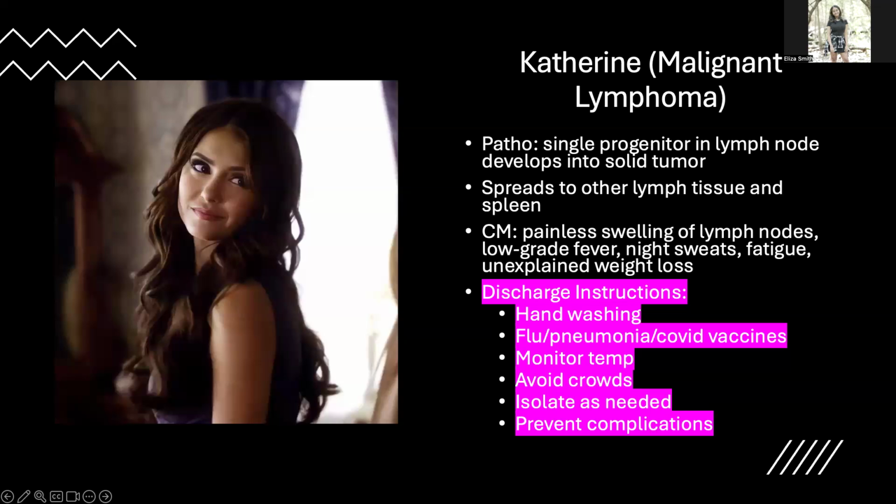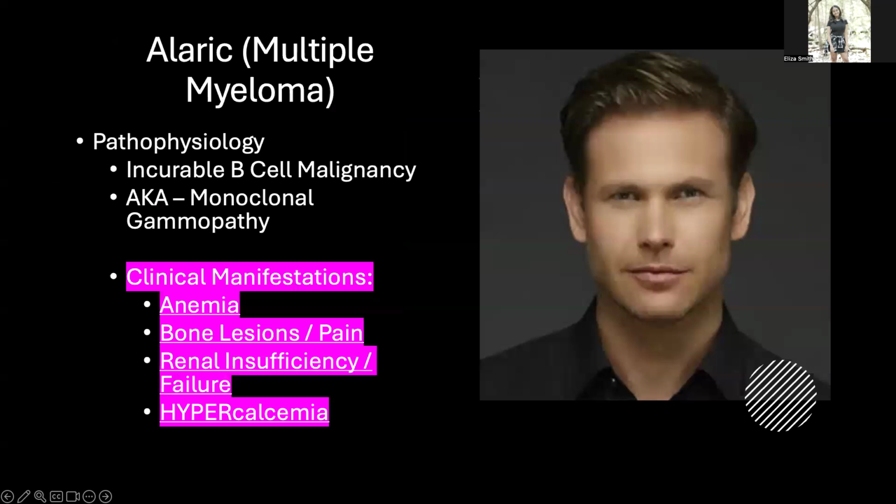Some things that we can do as nurses are blood products, anti-neoplastic agents, IV fluids, and symptom management. And that is pretty much it for malignant lymphoma. If you look in the notes section of the PowerPoint, it goes more into detail, but this is just a general overview.